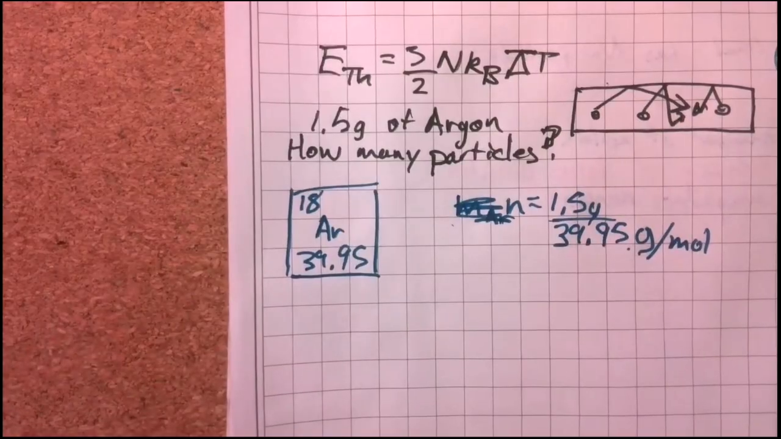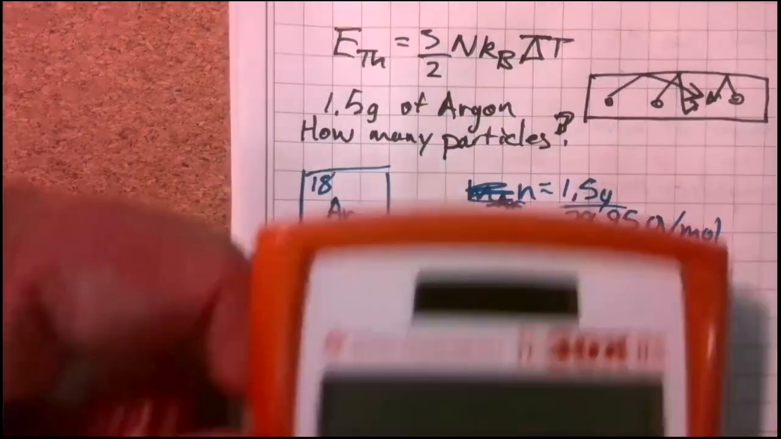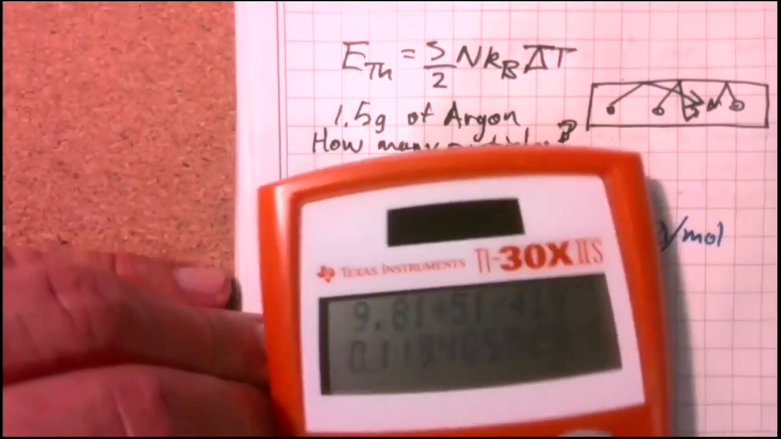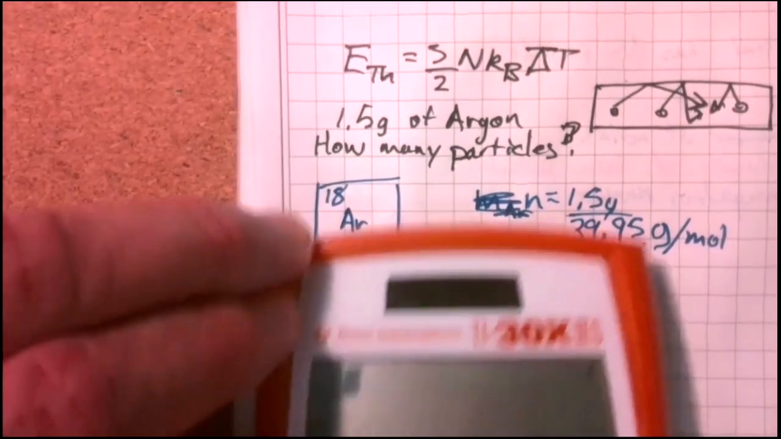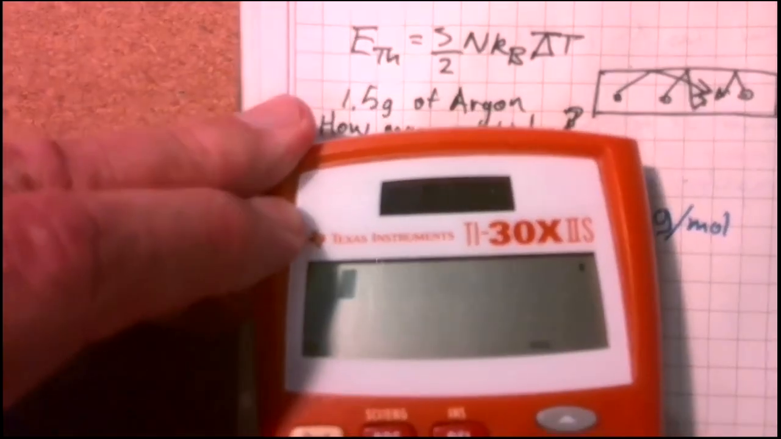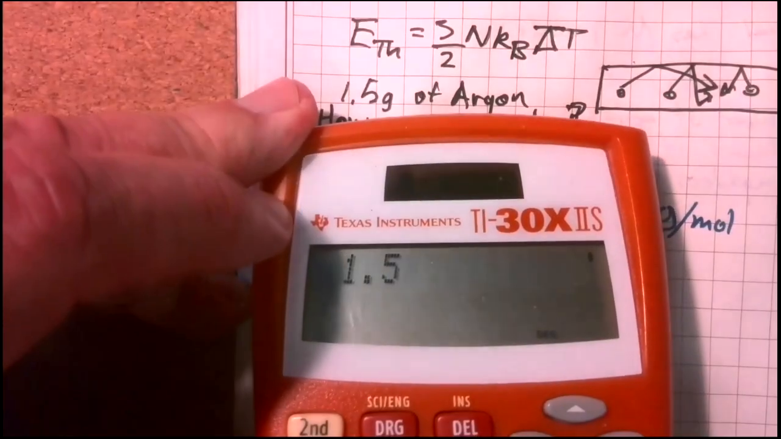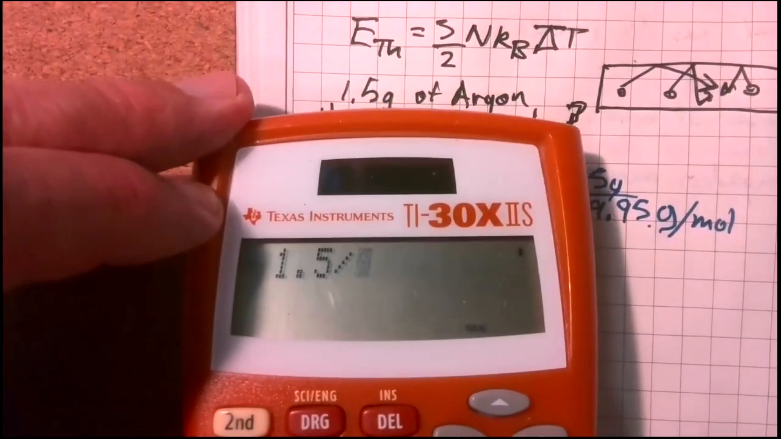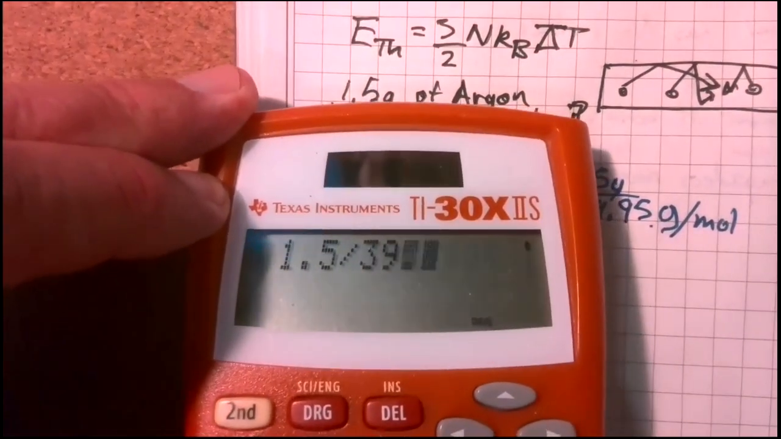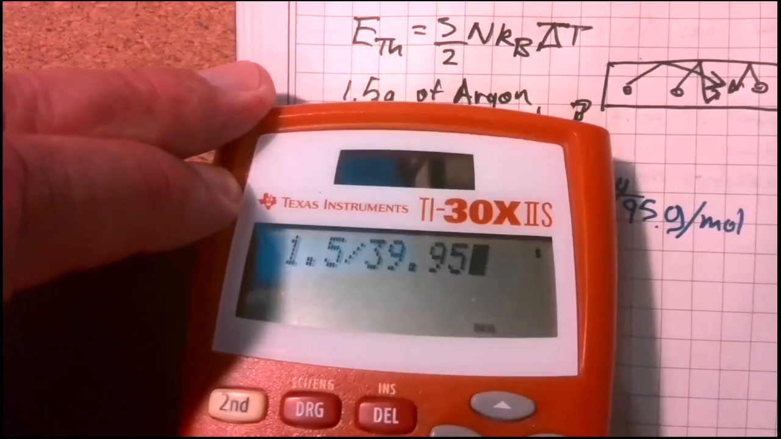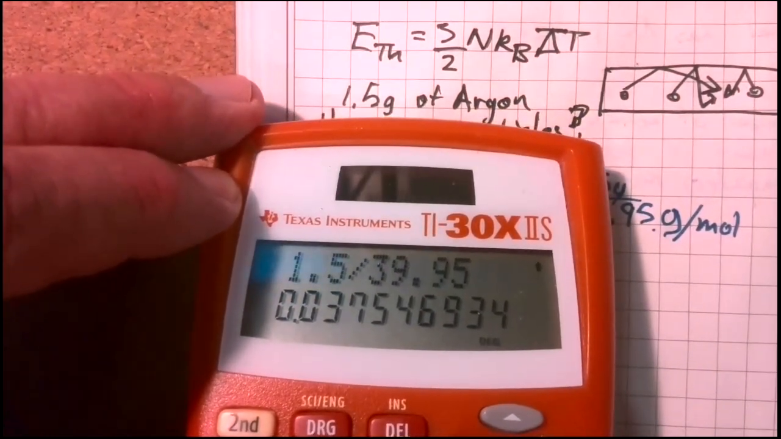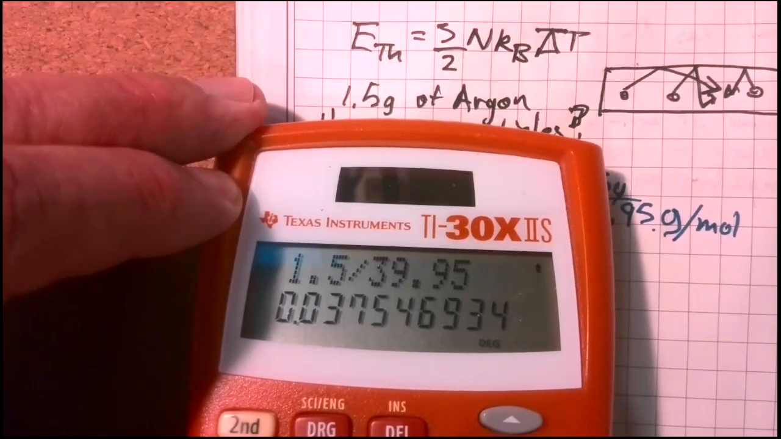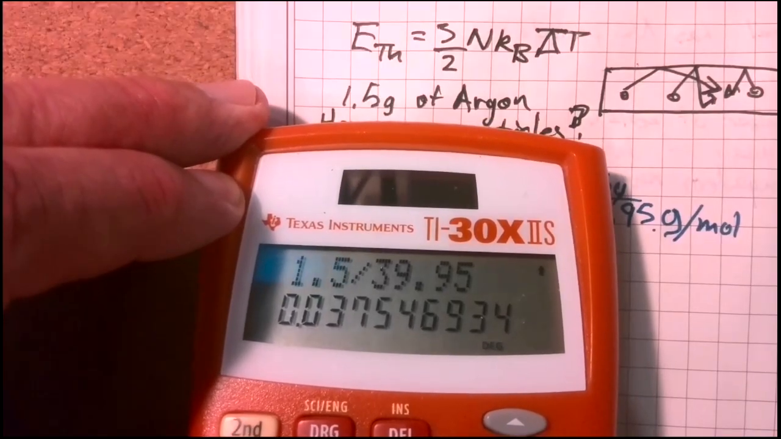All right, so let me get out my calculator. Can't really see it, but that's okay. I'm gonna hold it at this angle. All right, so we've got 1.5 divided by 39.95. Okay, so now we know the number of moles. That seems a little low.